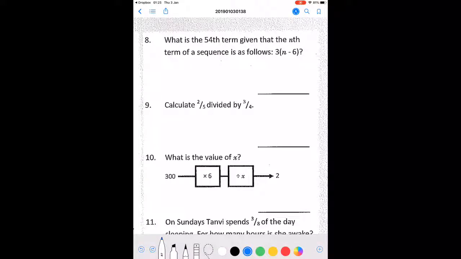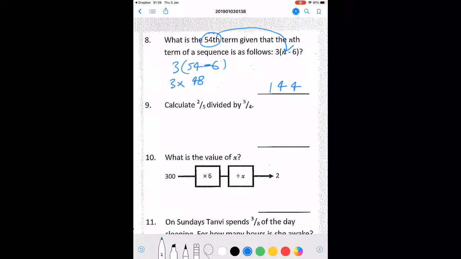What is the 54th term given that the nth term of the sequence is 3n minus 6? So we grab the 54 and we plop it into there. So we have 3 lots of 54 minus 6. Oops, that should be a minus there. Now 54 minus 6: minus the 4 is 50, minus 2 will give you 48. So it's 3 lots of 48. So that will give us an answer of 144.